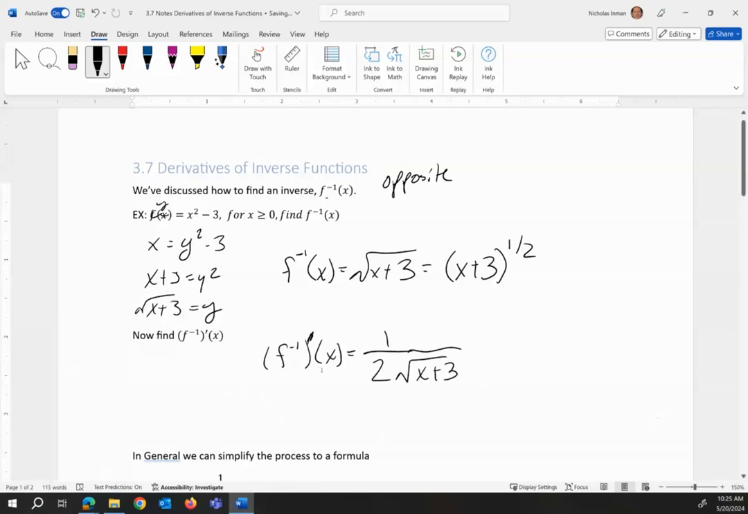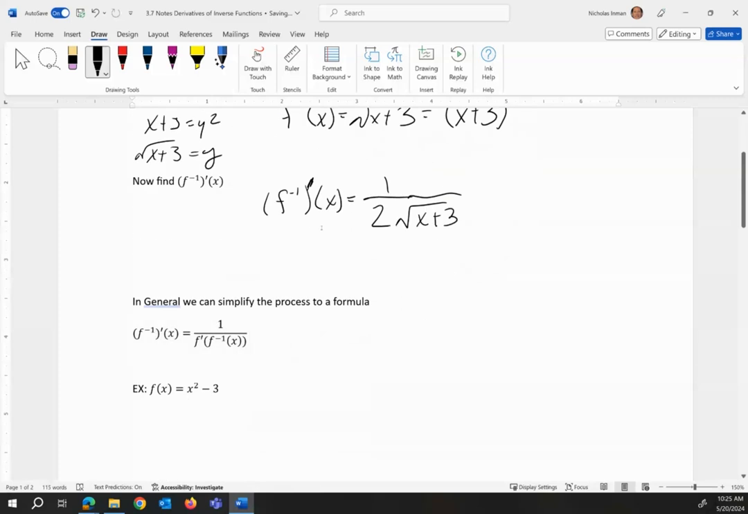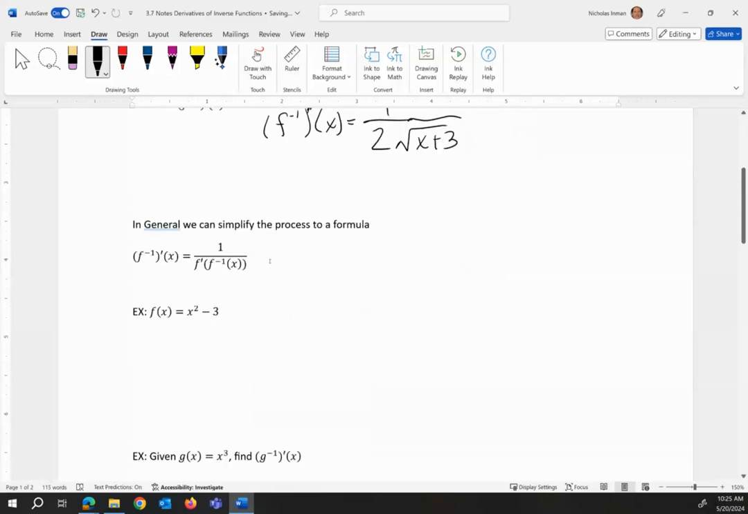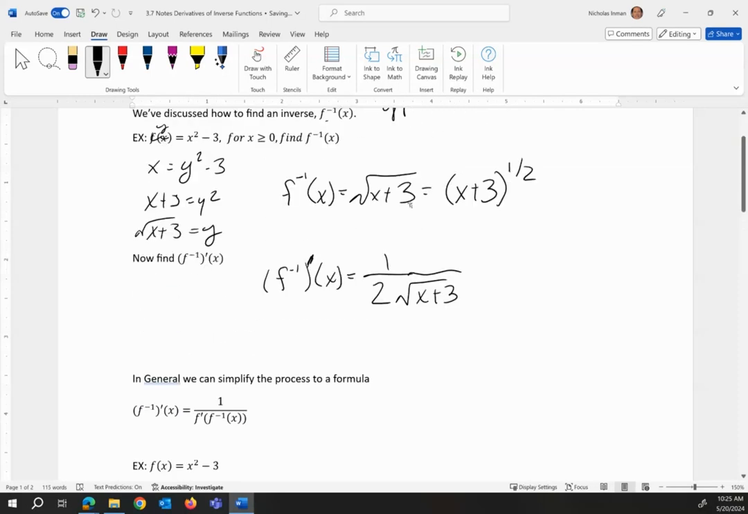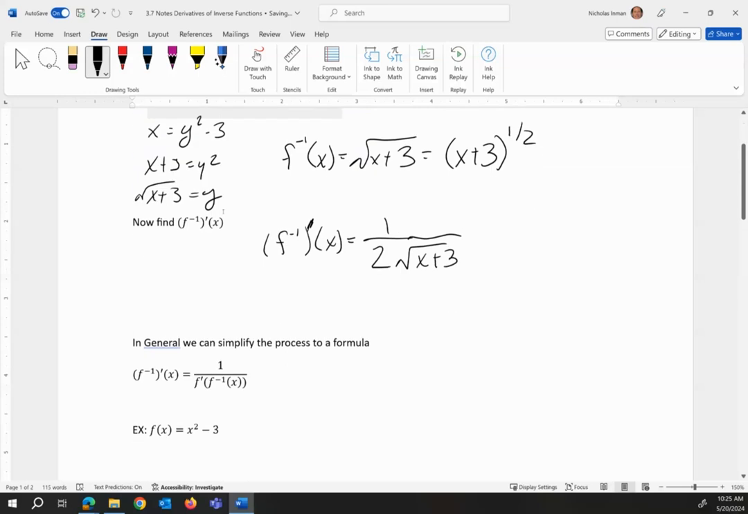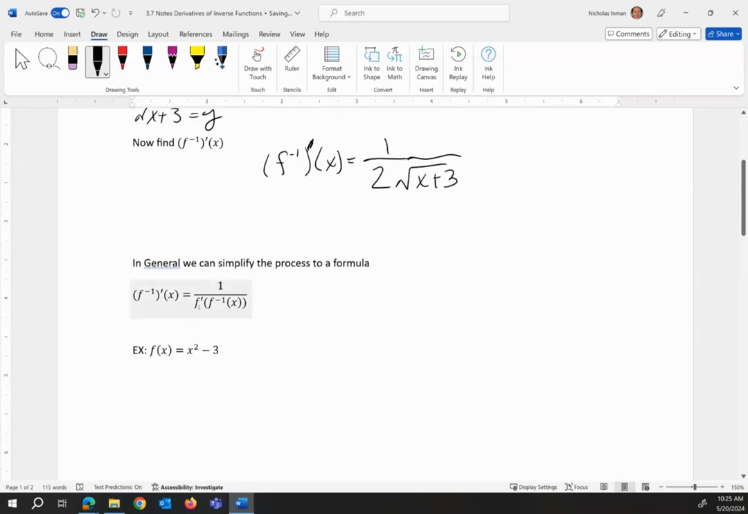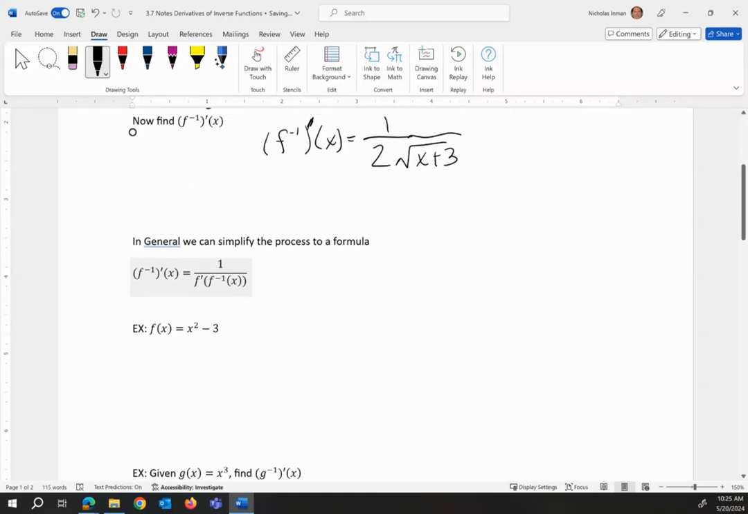We can find that using algebra, and that's fine. But mathematics has kind of simplified this a little bit for us. It turns out we don't really truly need to find just the derivative of the inverse itself, as long as we know the derivative of the original function. What we can do is, the derivative of the inverse is 1 over the original function's derivative with the inverse composed inside of it.